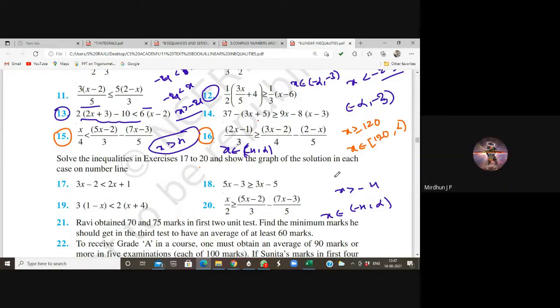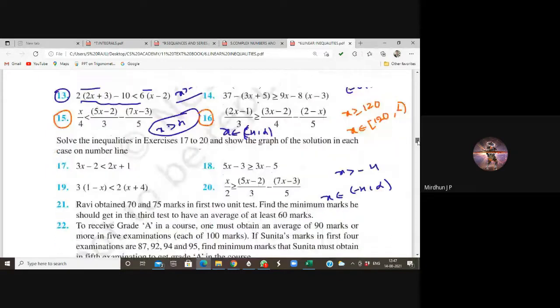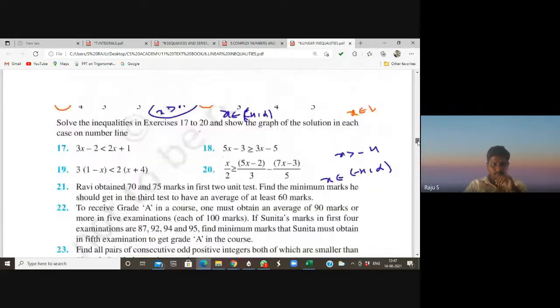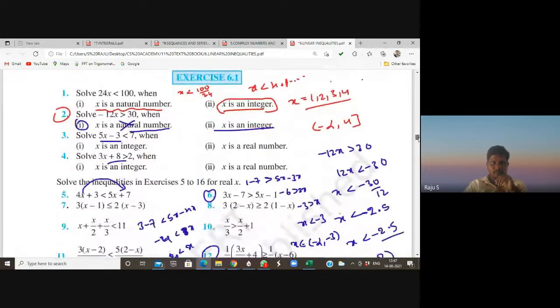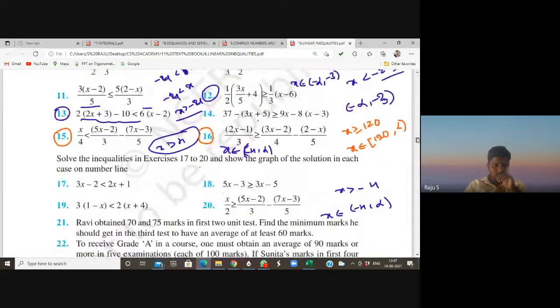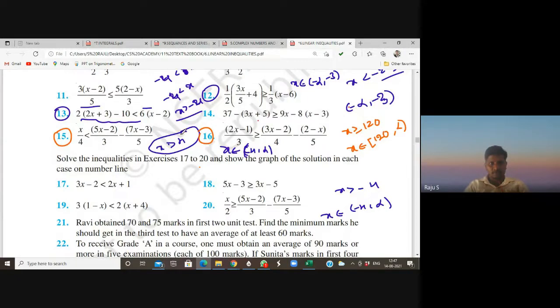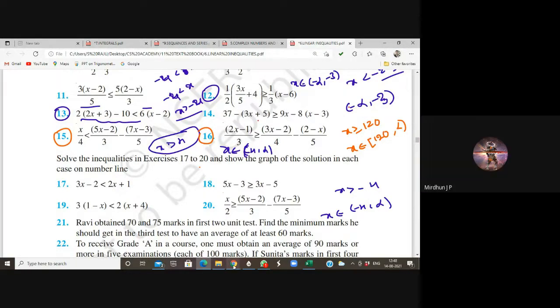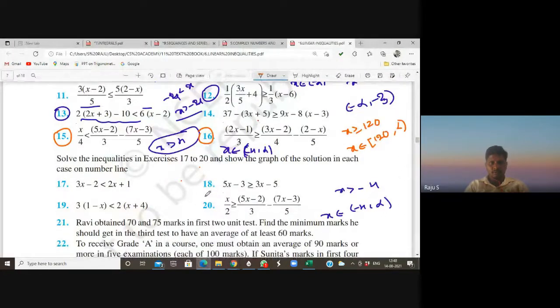Sir, what is the page number in NCERT? Page number in NCERT, 122. They completed 15 answers. Wonderful, good. After 15 what question, sir? After 15, okay, you can do 20, question number 20.